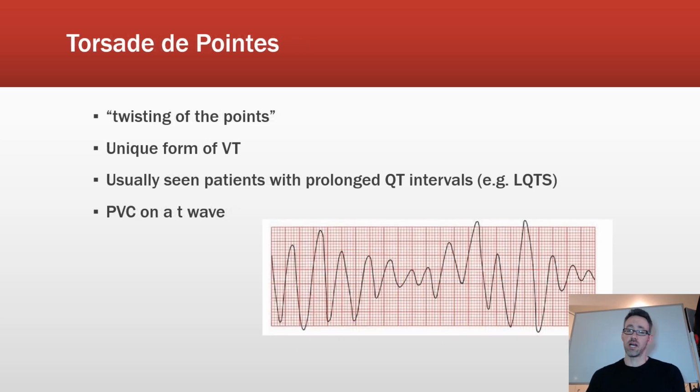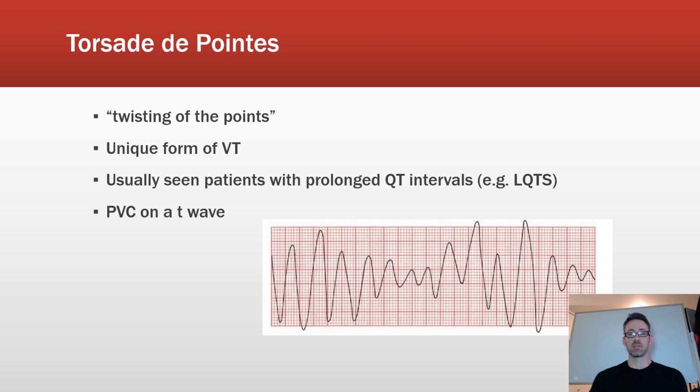Next is torsades, or twisting of the points. This is a unique form of VTAC, and it's usually seen in patients who have a prolonged QT interval. I've talked about how to measure QT intervals in a prior video. An example of that, which I have in parentheses there, is LQTS, which is just long QT syndrome, which can also be inherited. But QT intervals can be prolonged because of certain medications, for example, like antibiotics or antidepressants.